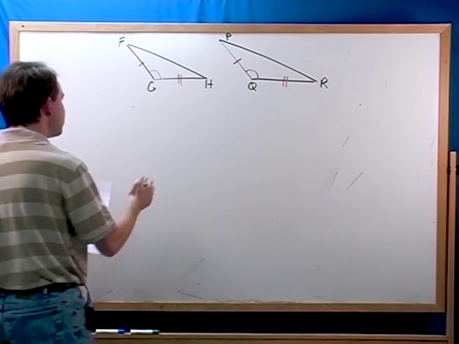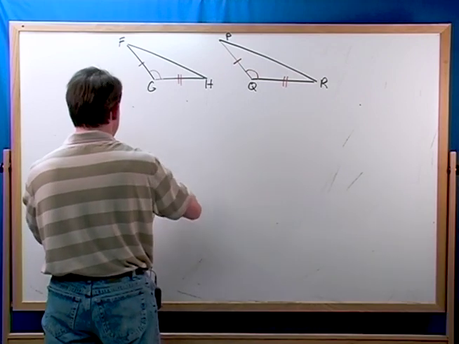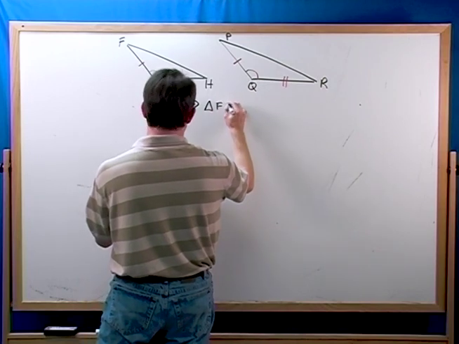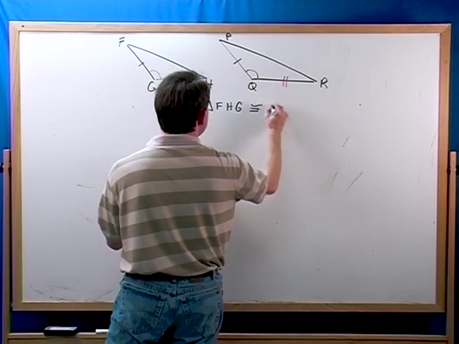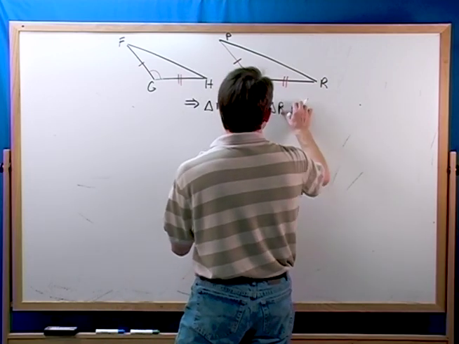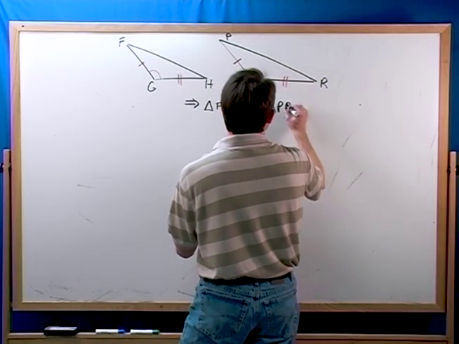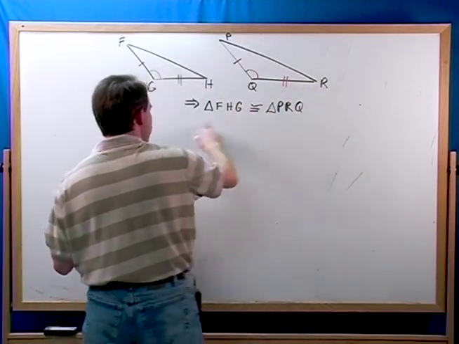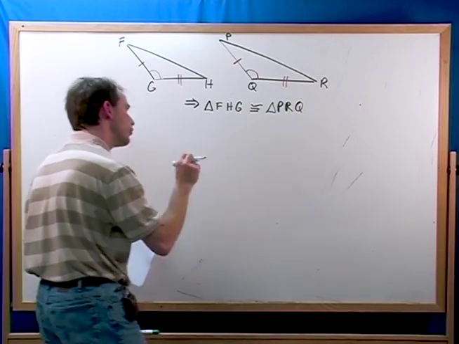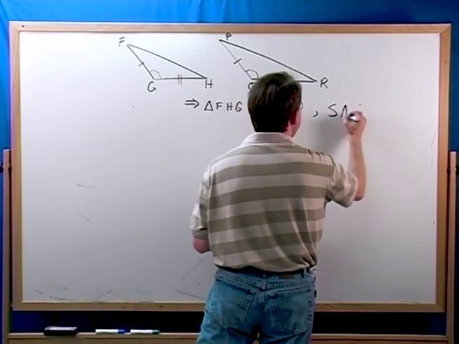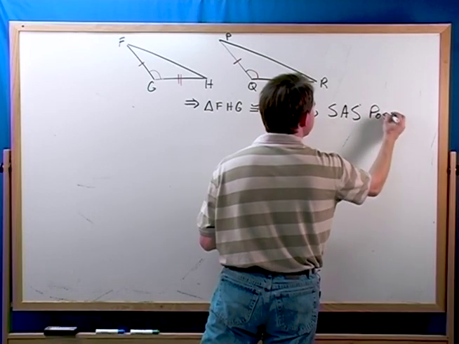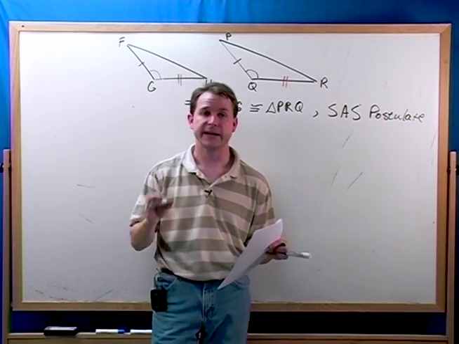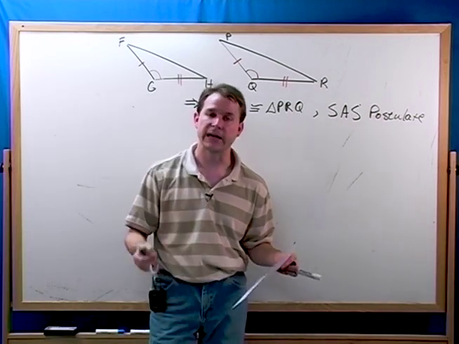Okay. So this would show that triangle FHG is congruent to triangle PRQ. Same order when I write it down. Those two triangles are congruent, and they're congruent by the side, angle, side postulate. So you can abbreviate the side, side, side as SSS. You can abbreviate the side, angle, side as SAS.